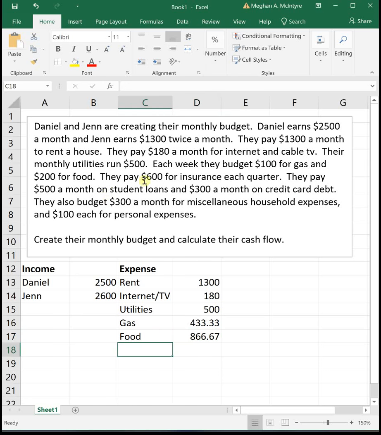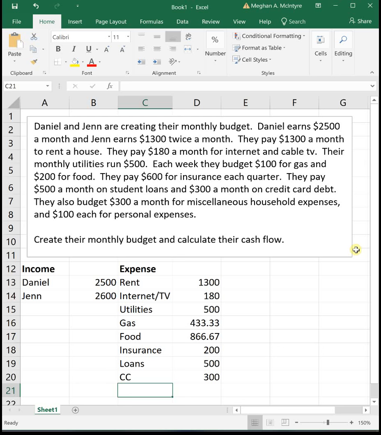All right, so they pay $600 for insurance each quarter. There are 4 quarters per year, so every 3 months is a quarter. We take the $600 per quarter and divide it by 3, because they have to pay $600 every 3 months. That tells us how much they need each month for insurance. That's $200. Then they pay $500 a month on student loans. It'll be easy, just the 500, and $300 a month on credit cards, which I'll just put with CC.